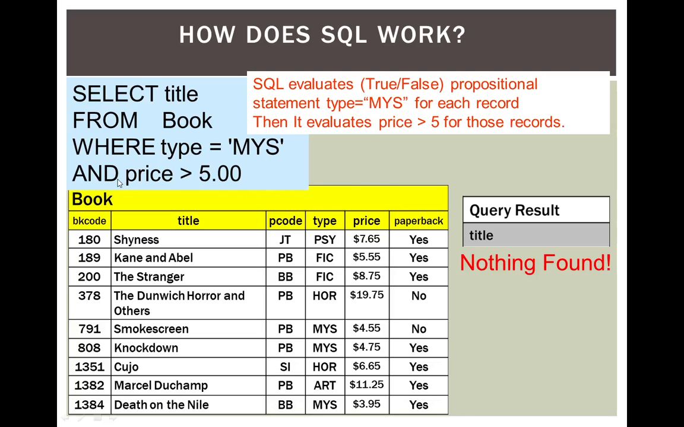All right, we also could use the OR, and if we use the OR here, what would we return? Well, if it was mystery, it would return it. And it would also look here and say if the price is greater than $5, it would also return it. And so it would return Shyness, The Stranger, The Dumbly Quartered, Cujo, and Marcel Duchamp.